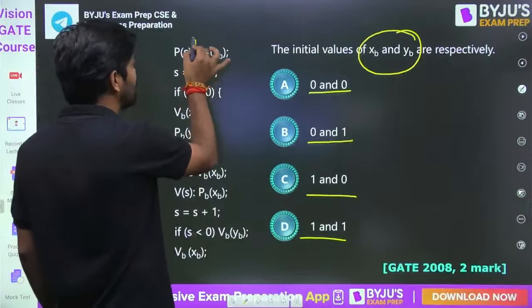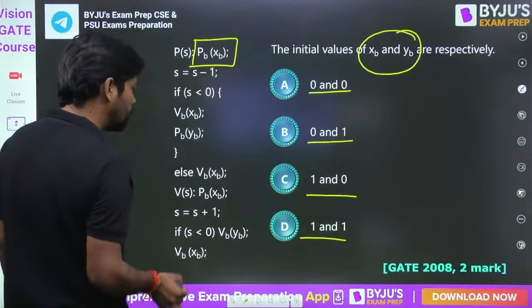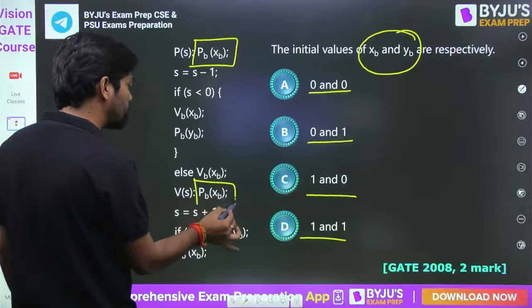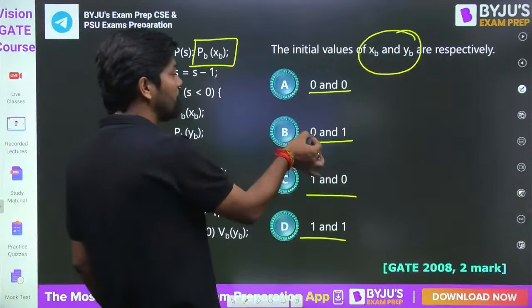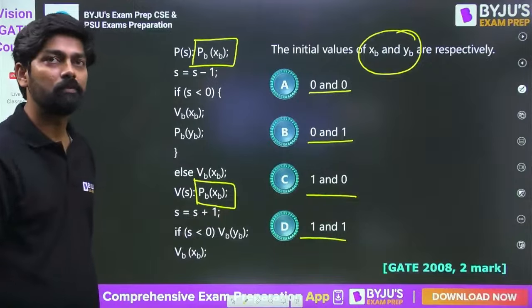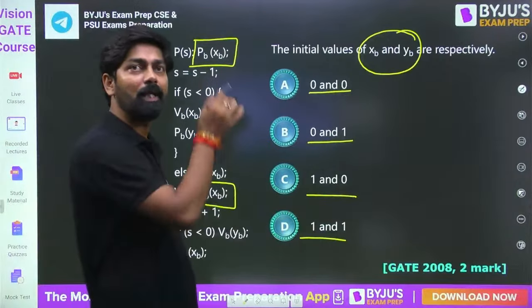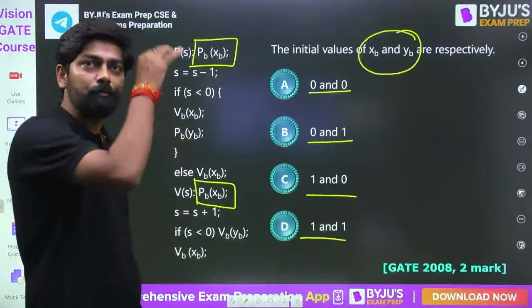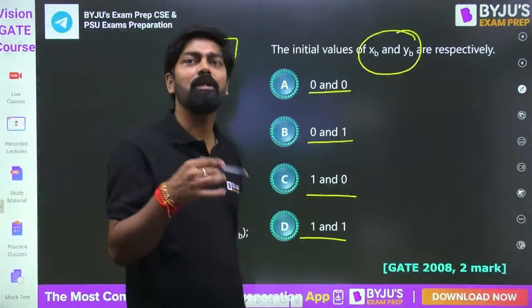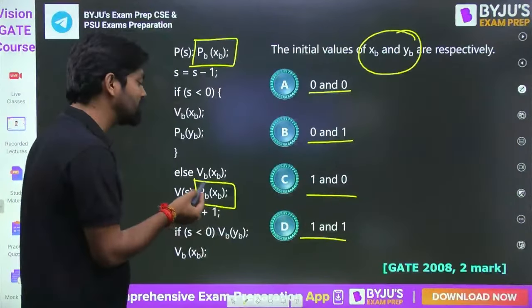If you see the first line, it is a down operation on XB. If XB is 0, my dear friend, the down operation will never be successful; it will be unsuccessful, because down on XB, which is 0, will be -1. It will get suspended.